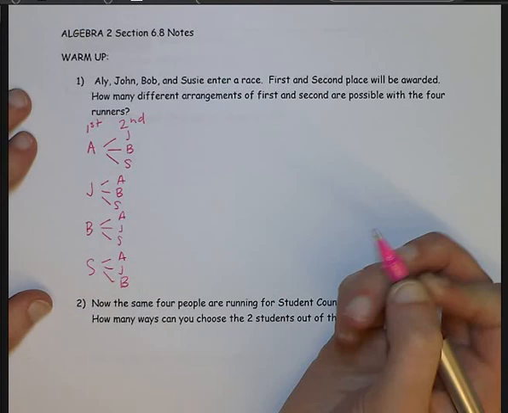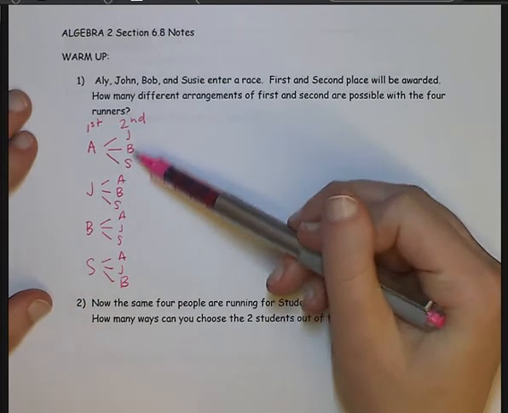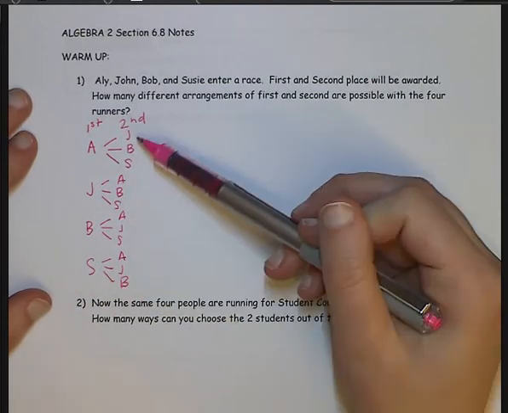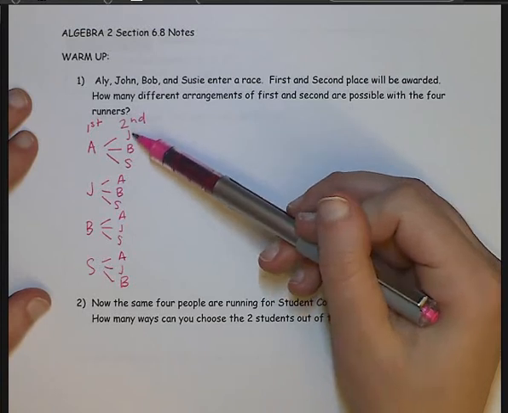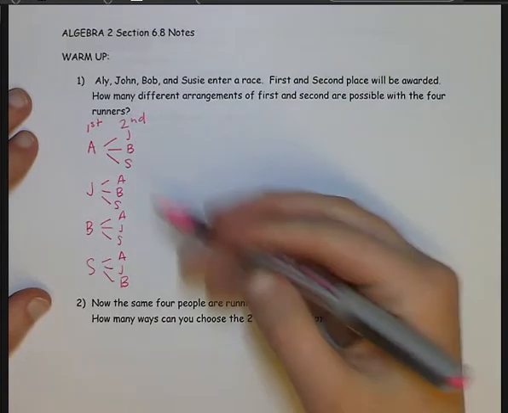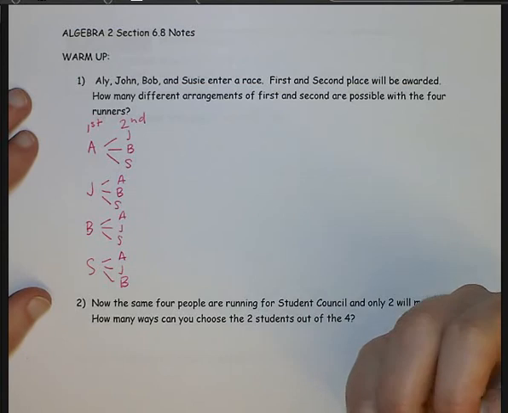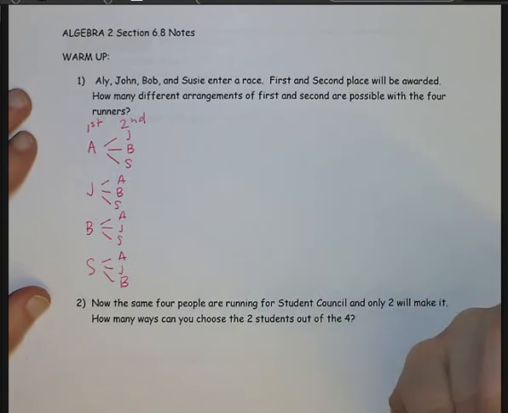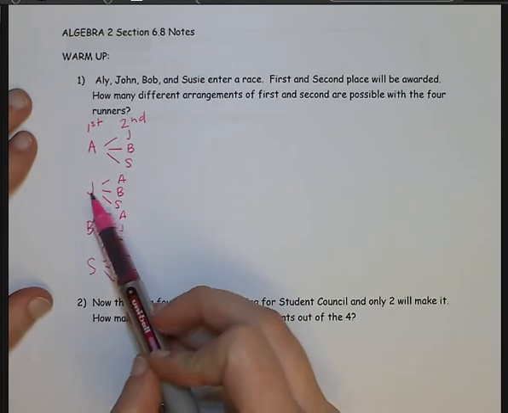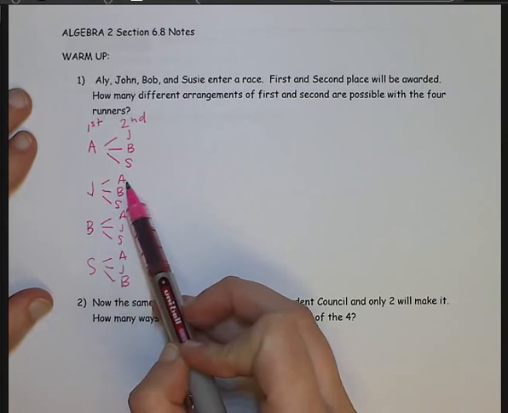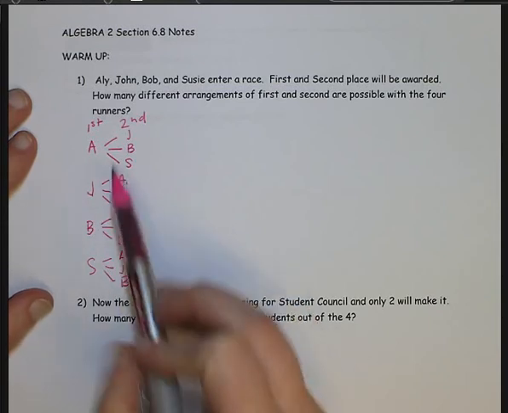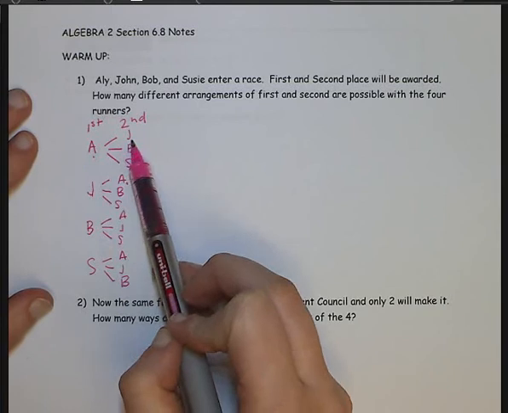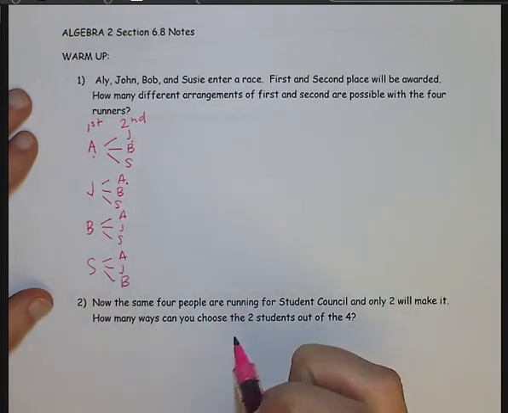Okay, so if we count this second row here, that's going to give us the total number of cases, which is 3, 6, 9, 12. So there should be 12 possible combinations of first and second place, where John being in first and Allie being in second is a different case than Allie in first and John in second. We're considering those to be two different things.